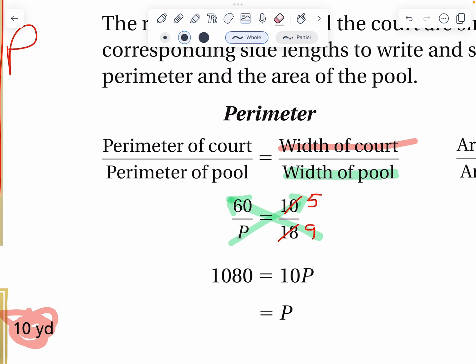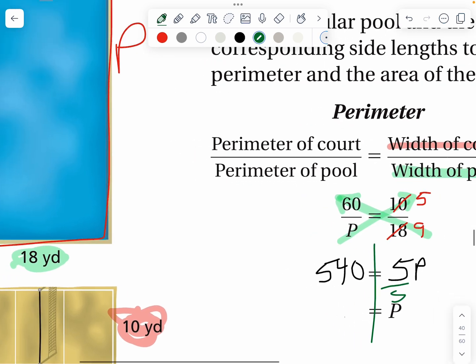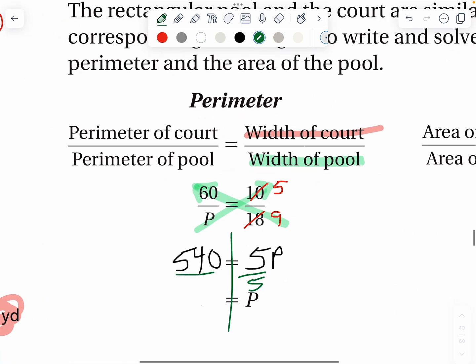Well, we changed it up, okay? So let's go back. We reduced. So I'll write it in myself. 540 goes right here. 5 times p is 5p, okay? What do we do from there? Well, that's easy. We just divide by 5 on one side, divide by 5 on the other side.